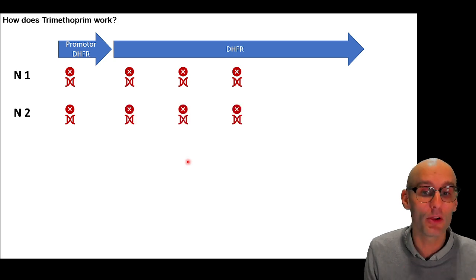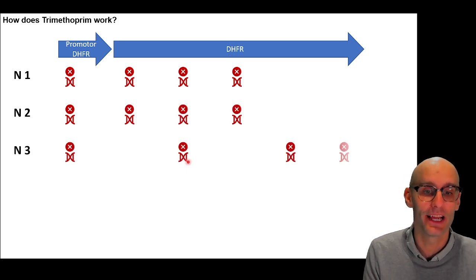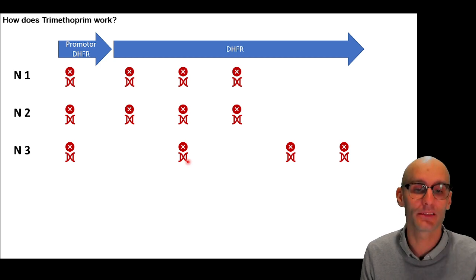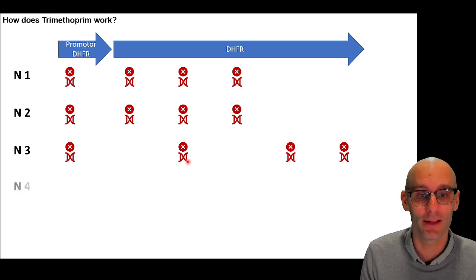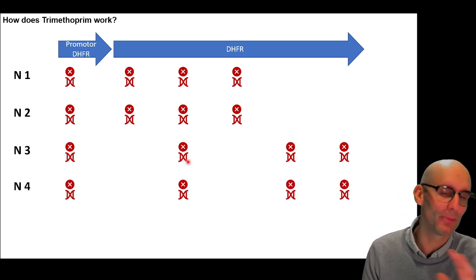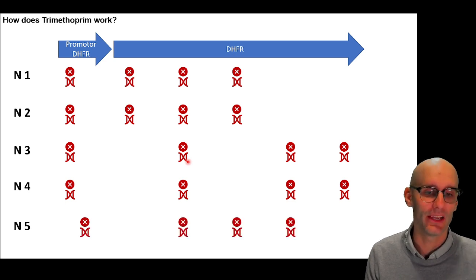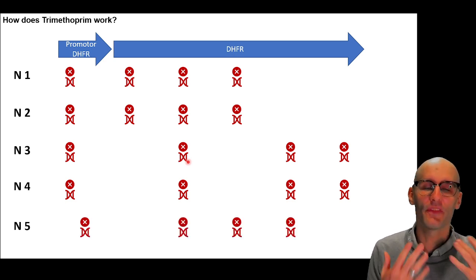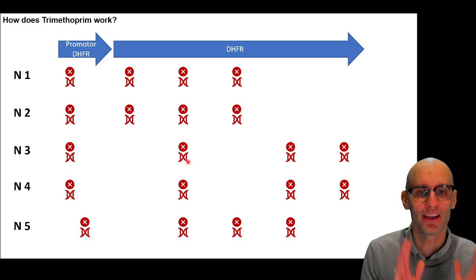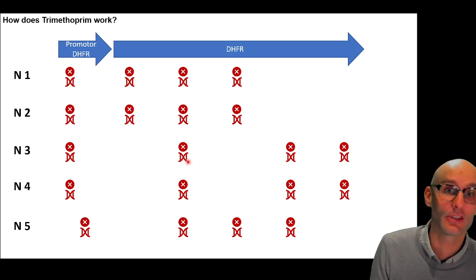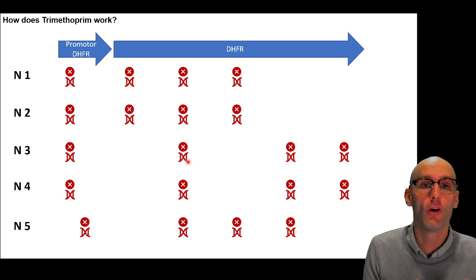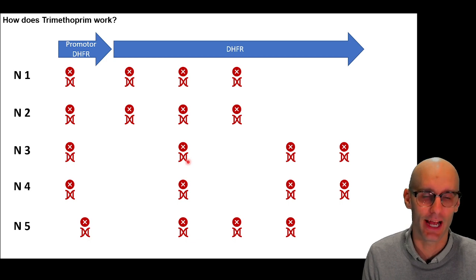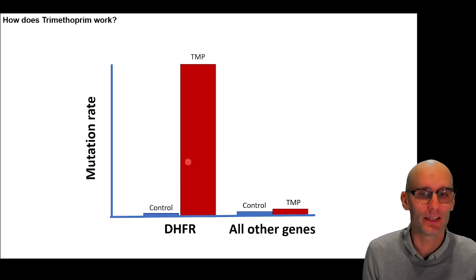N2 had almost an identical set of mutations. N3 had a similar set of mutations and some new ones as well. N4 had some mutations all throughout this gene, and N5 had mutations. So all of these replicates had mutations in either the promoter region or the actual gene itself of this gene, the DHFR. Now let's quantify the overall mutation rate.